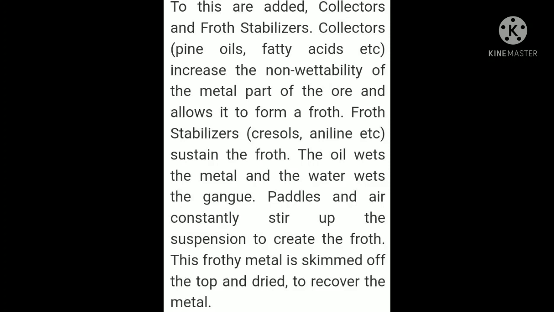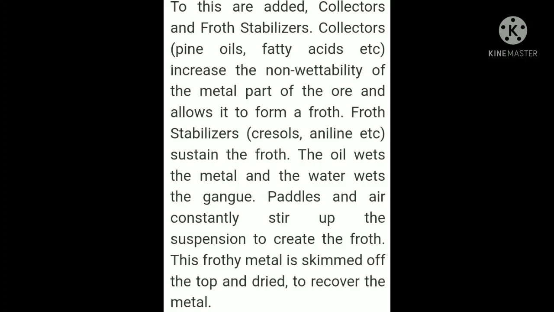So the crushed ore is taken in the large tank. To this tank we will add some collectors, either what? Pine oil, or what? Fatty acid, and also we will add water. So this large tank contains our ore with gangue or matrix and collectors, that is pine oil or fatty acid, plus water.